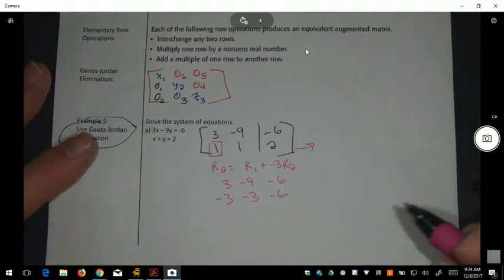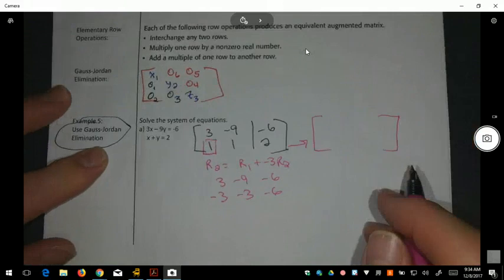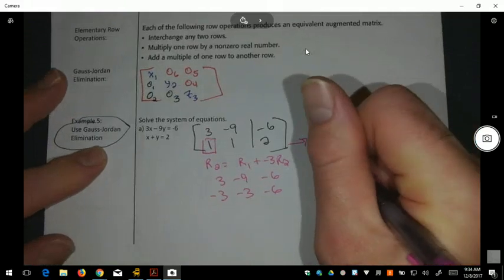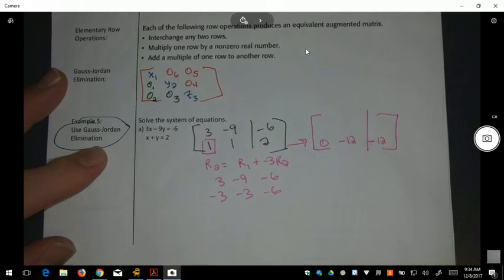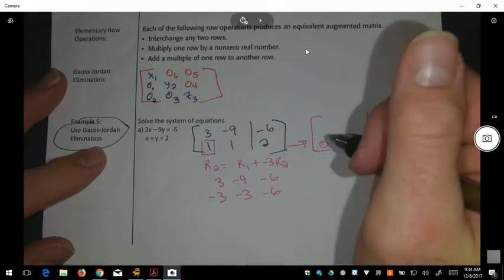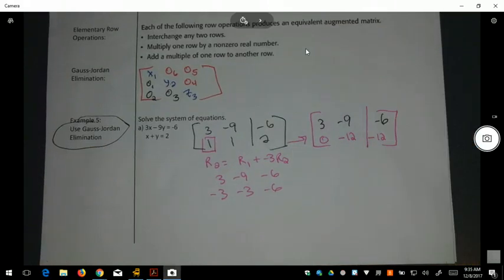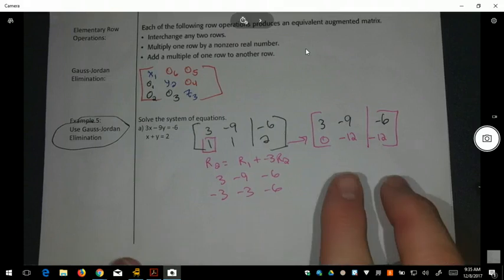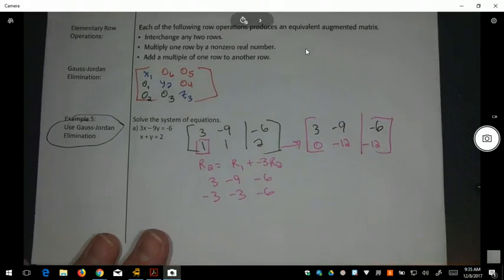When I add those up together to get my new row 2, that gives me 0, negative 12, negative 12. Row 1 stays as it was, 3, negative 9, negative 6. If we were doing this yesterday, we'd say, oh, just divide by the coefficients and now plug this back into the other equation to do substitution.